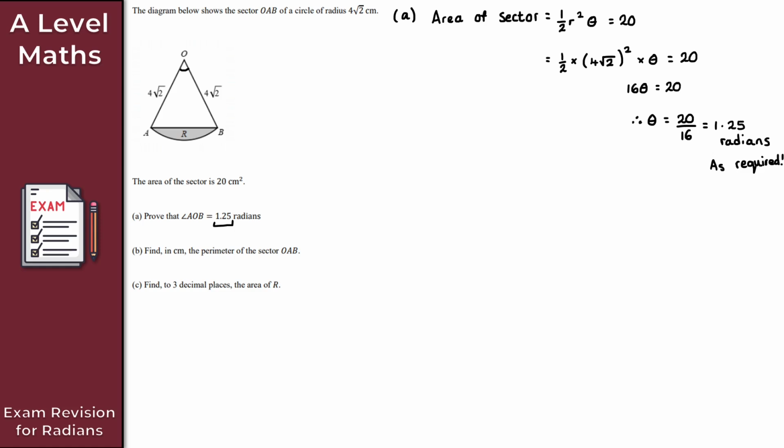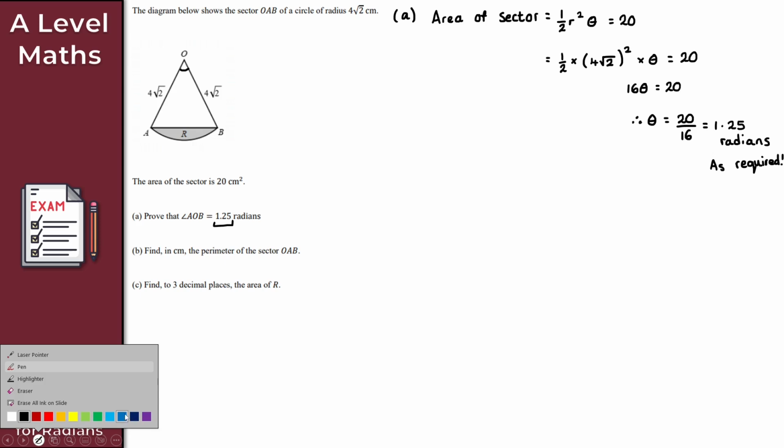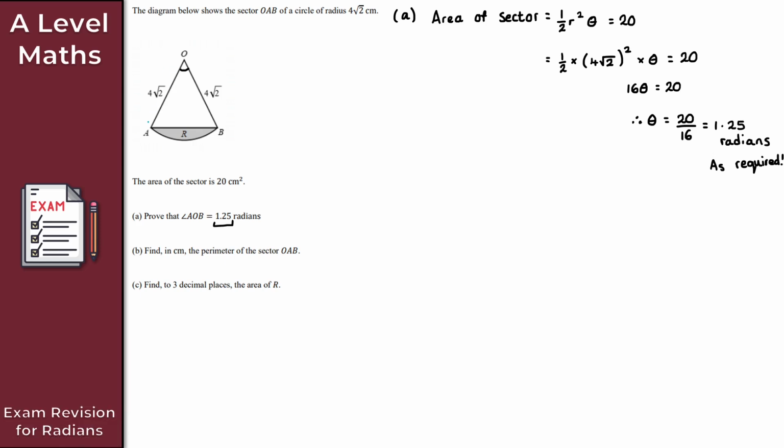So now for the second part of this question, part B, it says find in centimeters the perimeter of the sector OAB. So to find the perimeter, let's do this in light blue. The perimeter is given as this length plus this length plus my arc length. We know this length and this length. The other thing that we need to find is the arc length, this arc length AB.